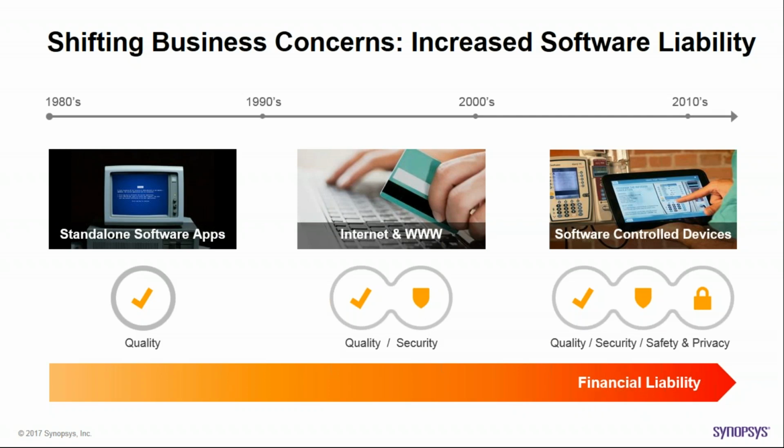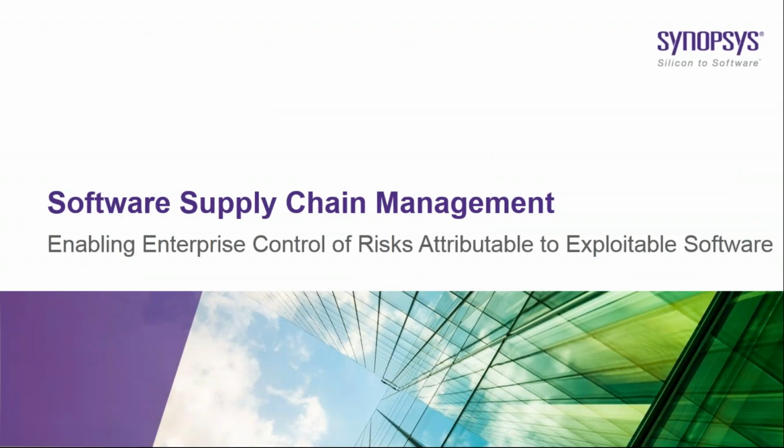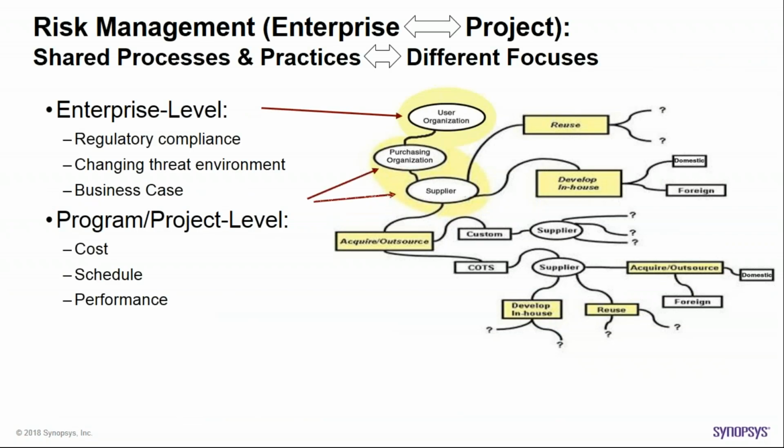And that's going to be one of the things that changes this quite a bit, because insurance is no longer about simply insuring things they didn't know about. They're trying to quantify the cybersecurity risk. And this is where we want to bring in the concept of software supply chain management. It really enables enterprises to control the risks that are attributable to exploitable software.